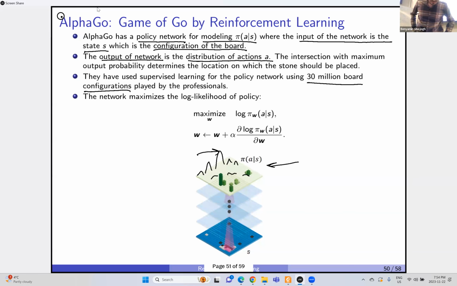Then, they have a bunch of state-action pairs. Now they maximize this log likelihood. How do they do that? Of course, a neural network minimizes, so they basically use the minus. Rather than maximizing this log likelihood, they minimize the minus log likelihood. They call it negative log likelihood. Doesn't matter, right? So this was the first stage of training.